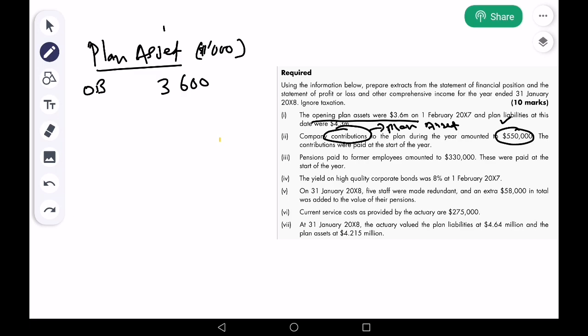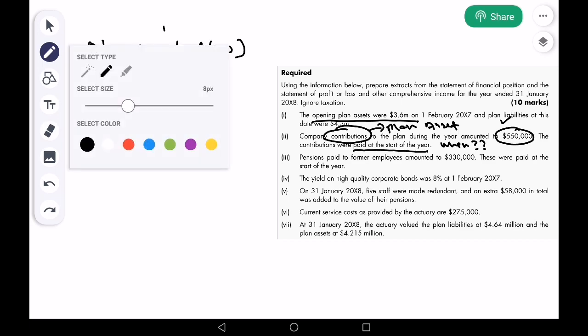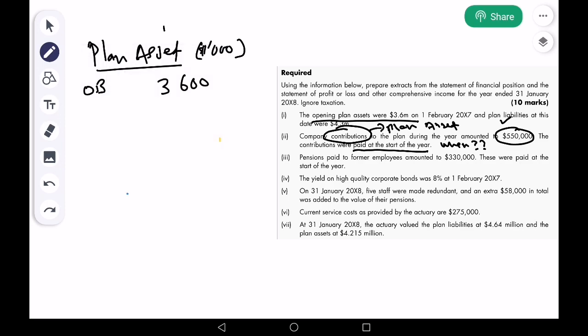The issue here, you must know when he contributes. If the plan pays at the start of the year, you must settle it at the beginning of the year as well. Contribution will increase your planned asset, amounted 550. Okay, why do you need to know when, class? It will affect your interest income as well.